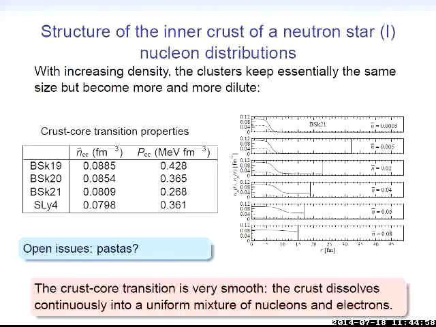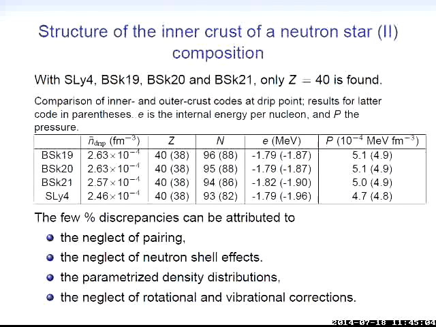So here's a comparison between the outer crust and inner crust, just to test how good this semi-classical approximation is. Again, for three different functionals. So this is the neutron drip density. This is the proton number and neutron number at the neutron drip. This is energy per nucleon, and this is the pressure. This is the value found from the outer crust code, and these are values found from the inner crust code.